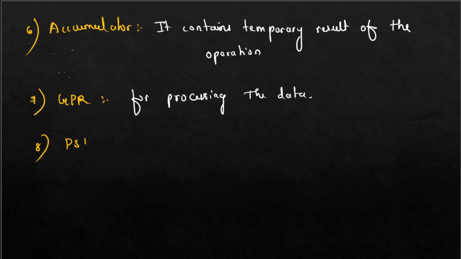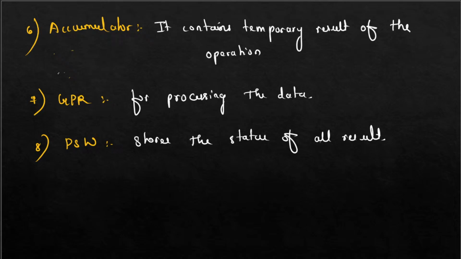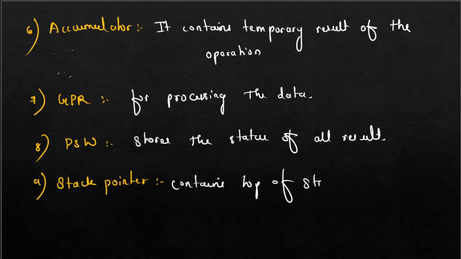Eighth is PSW. So it stores the status of the accumulator result. Okay, not particularly that, we can say it stores the status of all the results. After that, ninth is the stack pointer. So the stack pointer contains the top of stack address. All right, everyone. Note this and do let me know if you have any doubt.